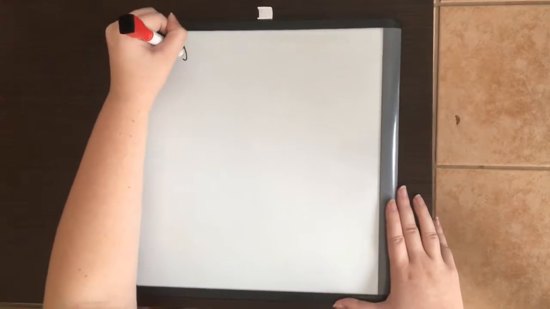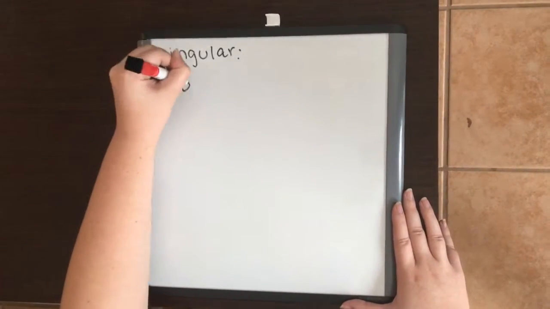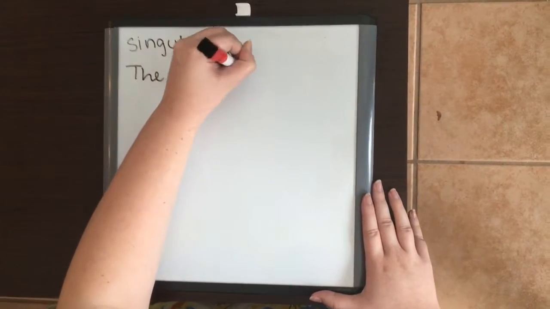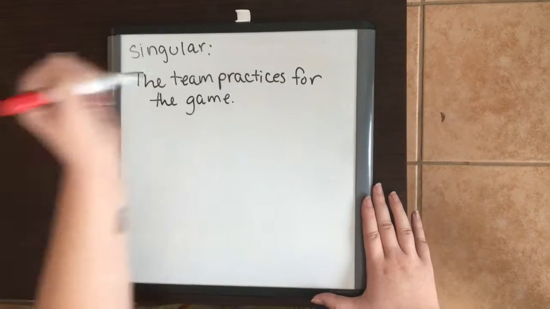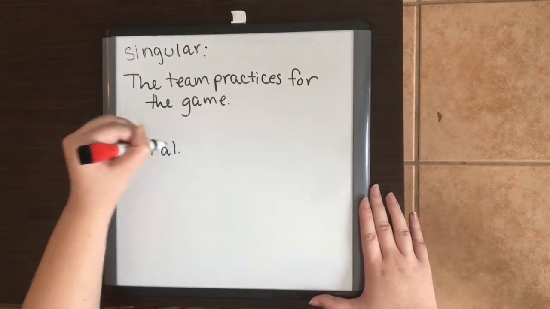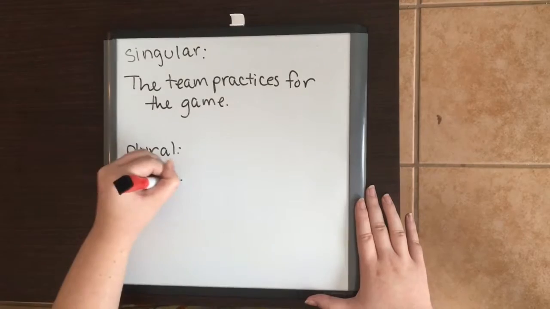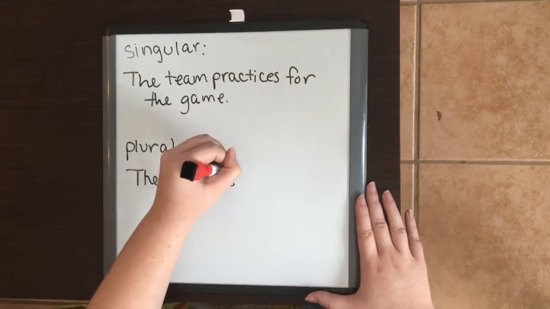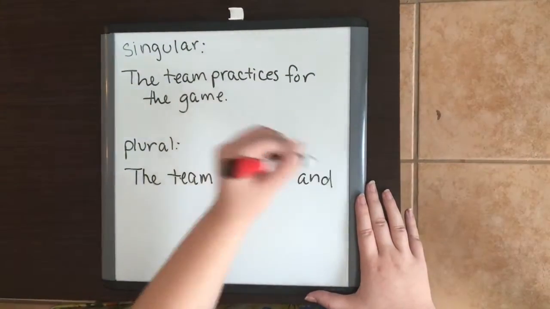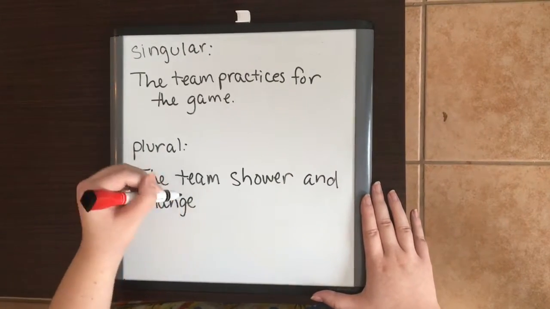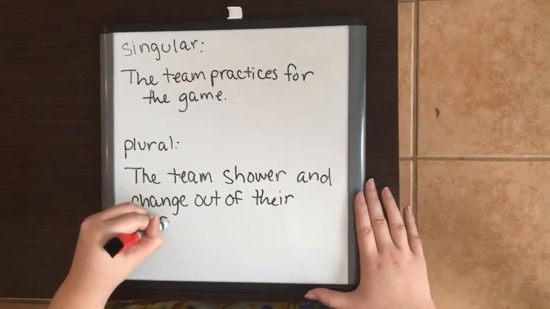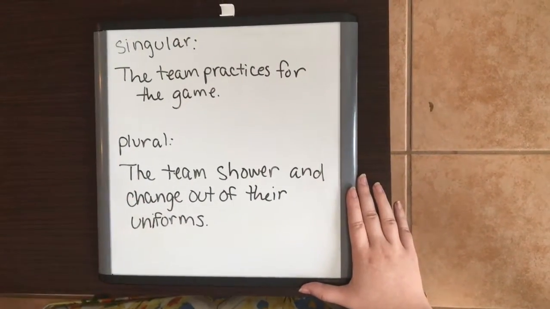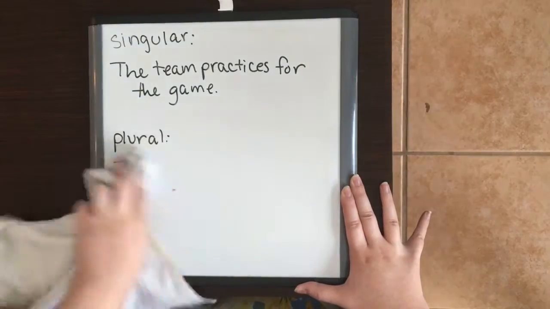Let's take a look at two sentences. In the first example, we have, the team practices for the game. Here, the collective noun team is acting as a singular group, and so we use the singular verb practices. In the second sentence, we have, the team shower and change out of their uniforms. The same collective noun team is used, but the members are not acting collectively, or we hope so, but rather as individuals, and so the plural forms shower and change are used.